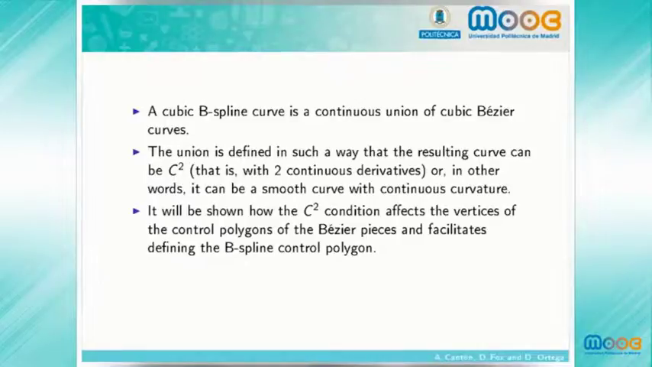It will be explained how the C2 condition affects the vertices of the control polygons of the individual Bezier pieces and leads to the definition of the B-spline control polygon.